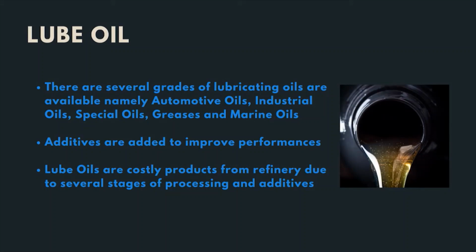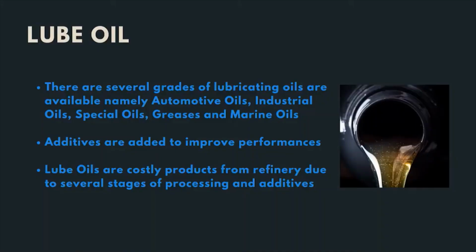And there are several grades of lubricating oils available in the market. If you see the trade names, there are multiple grades available. But at a larger bucket, they can be classified as automotive oils, industrial oils, special oils, marine oils, etc. And the lube base stock is produced in a refinery, and the further processing happens in the downstream units in the same refinery, or sometimes in plants known as lube refineries.